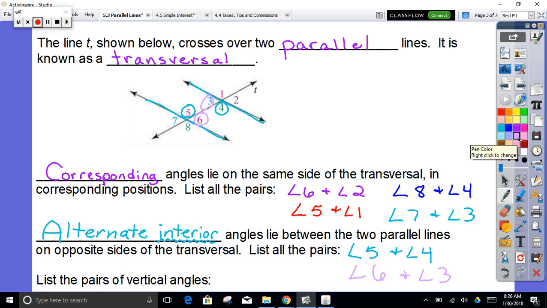Now, there are two other kinds of angles that I don't have on my original notes. I haven't had a chance to revise these, but Get More Math has a couple other kinds, so I want to tell you what those are. Just as there are alternate interior angles, there are also alternate exterior angles. So write that one down.